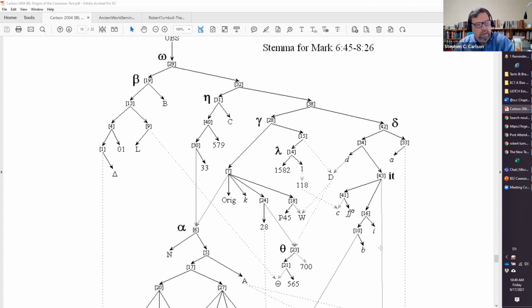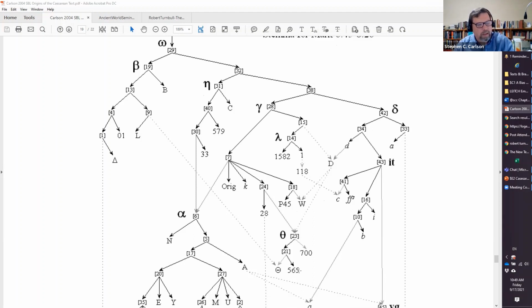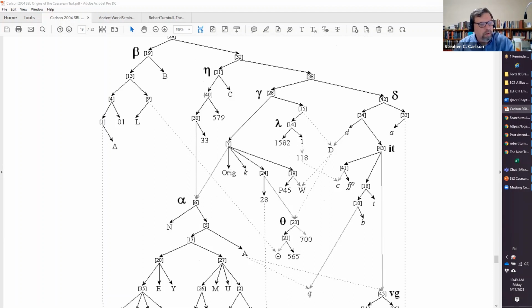And you have the Old Latin labeled IT. But this whole Gamma thing is a very interesting branch, and a lot of the members of the Caesarean text fall into this clade, if you will, which is this branch of the tradition, headed by Lambda, which is the Lake group, family one. So you get 1582 and one here.